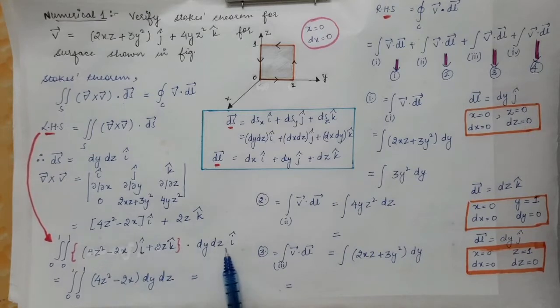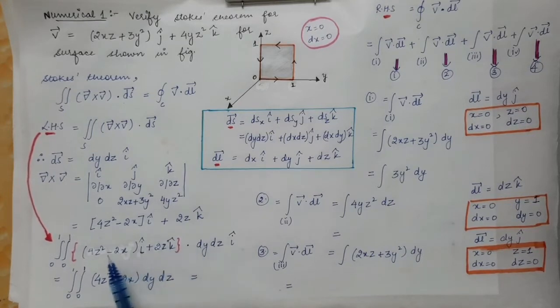Because we have done the dot product. In the dot product, what we do is we multiply x component with x component, y component with y component, and z component with the z component. So on doing the dot product you will just get this expression. Now here we have dy and dz.